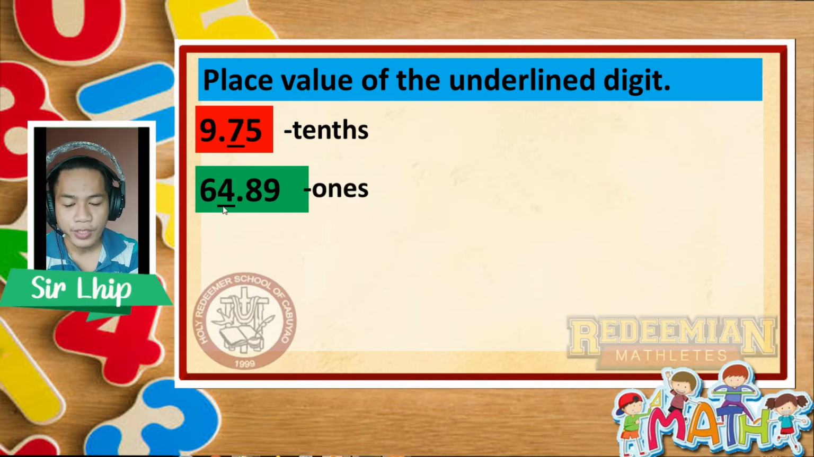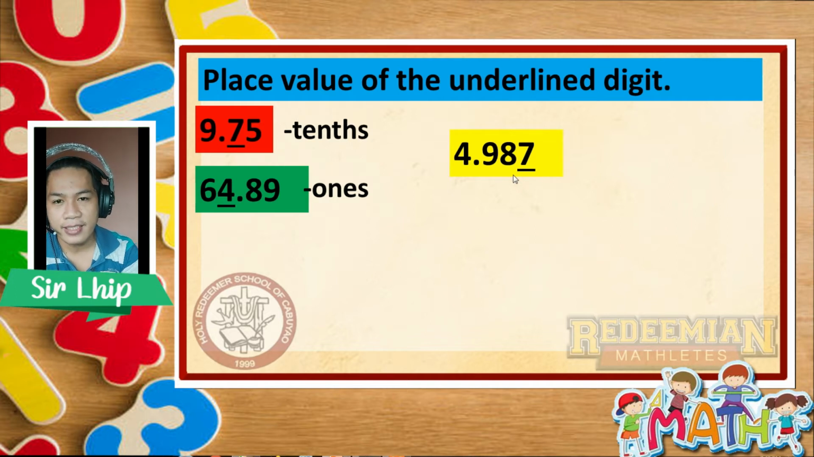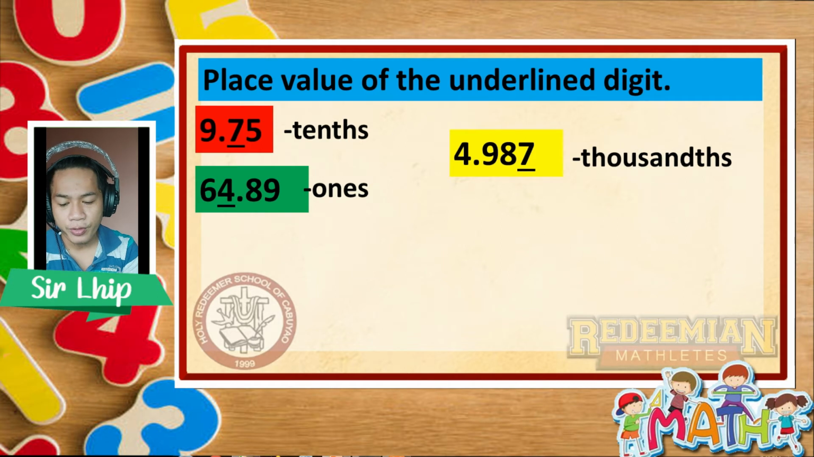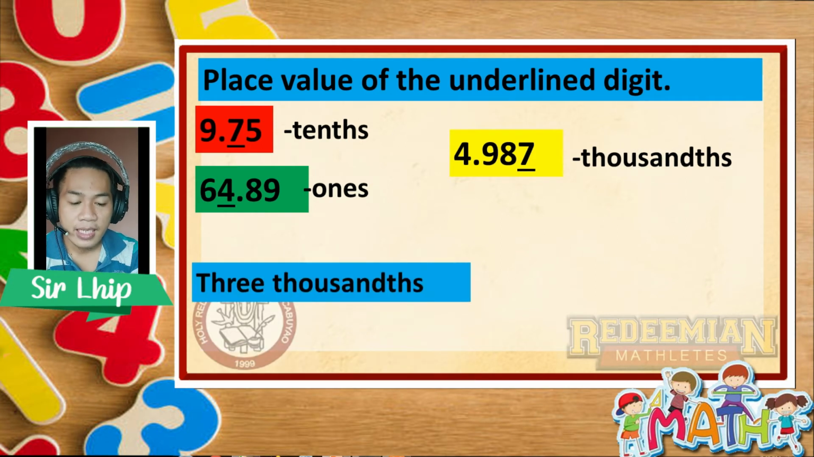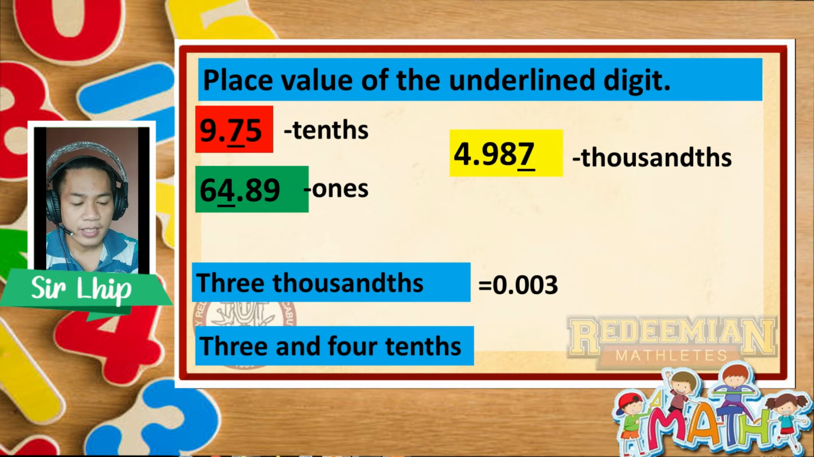Next, 4.987 or 4 and 987 thousandths. The underlined digit is 7. So the place value of 7 is thousandths. Next, write in figure 3 thousandths. 3 should be in the thousandths place. So we will write 0.003. Next, 3 and 4 tenths. So if we write this in figure, 3.4.